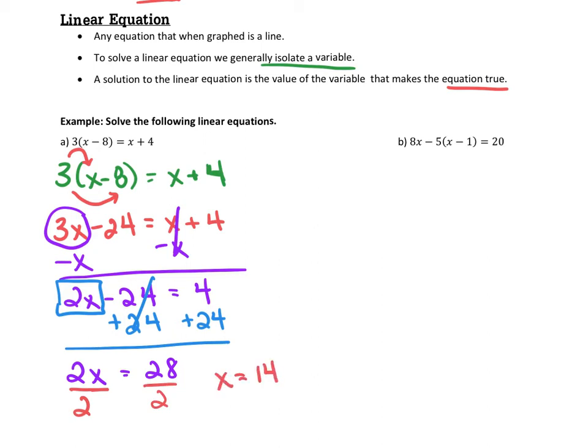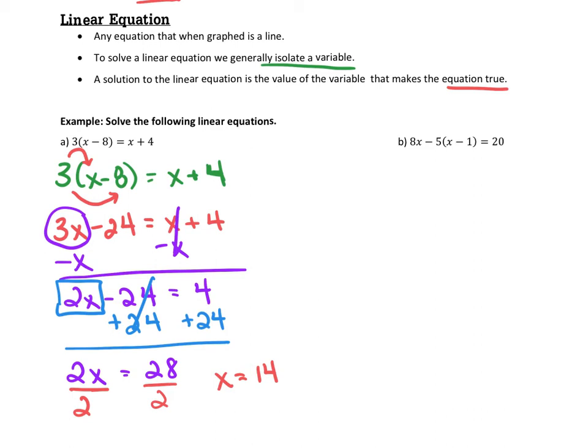What that means is that when I plug 14 in for any x in this equation, it should make the equation true. You can verify that. Plug in 14 here: 14 minus 8 is 6, and 3 times 6 is 18. Plug in 14 here: 14 plus 4 is 18. So 18 equals 18, and the correct solution here is 14.